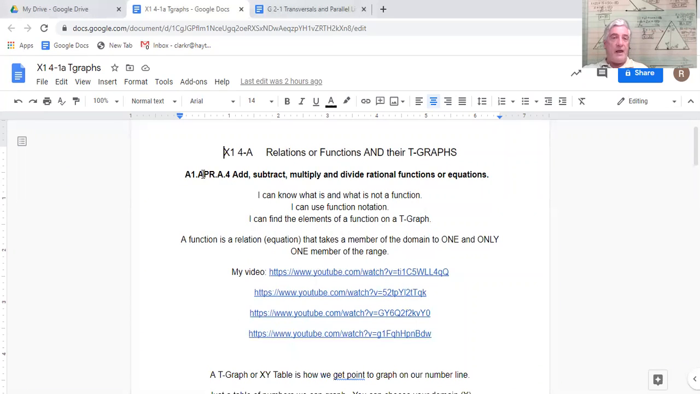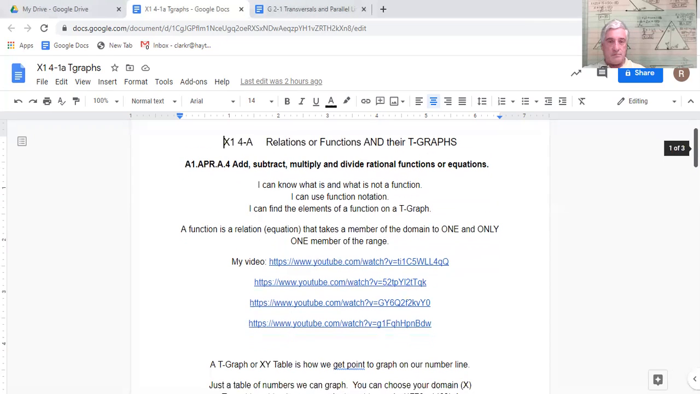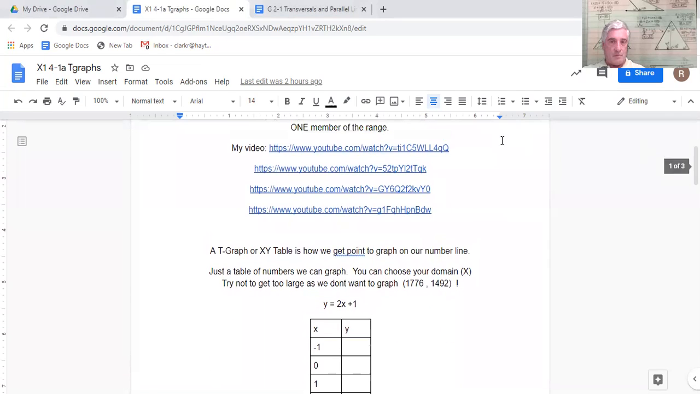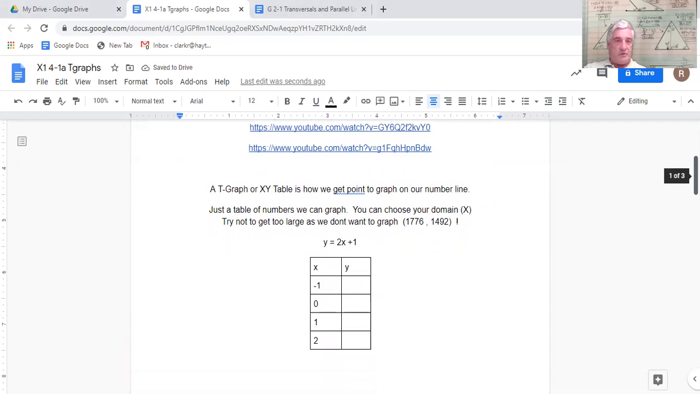We're still working with A.1.APR.A.4, which is add, subtract, multiply, and divide rational functions and equations. I know what is and is not a function. I kept that from yesterday, but it's still on your I can statements. I can use function notation. I can find elements of a function on a t-graph. That's yesterday's video. I'll try and post this one soon.